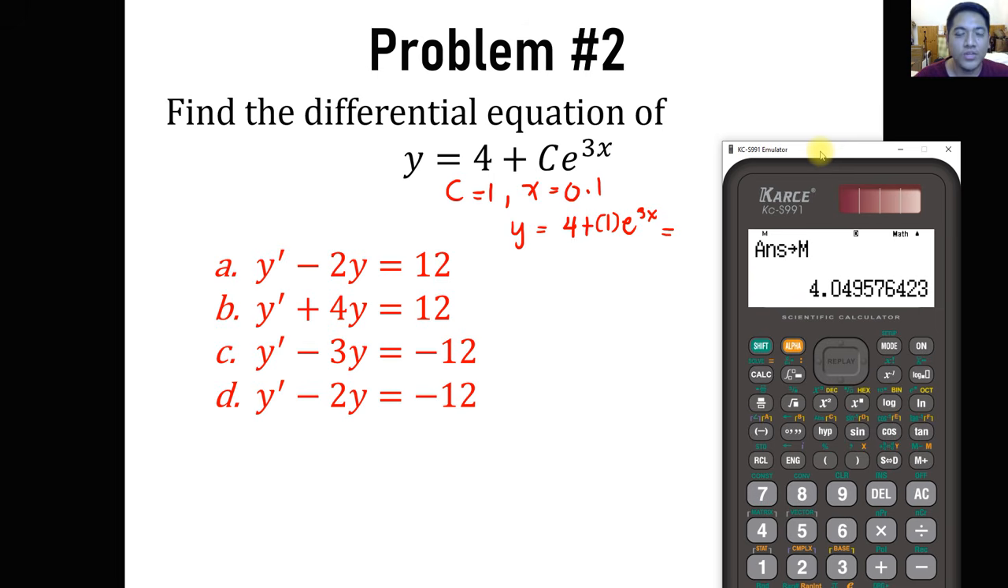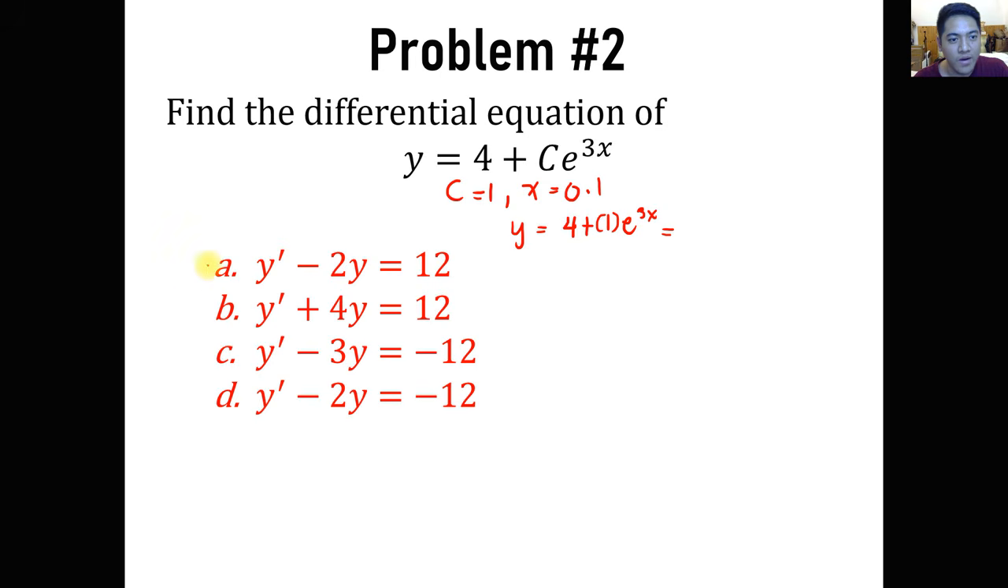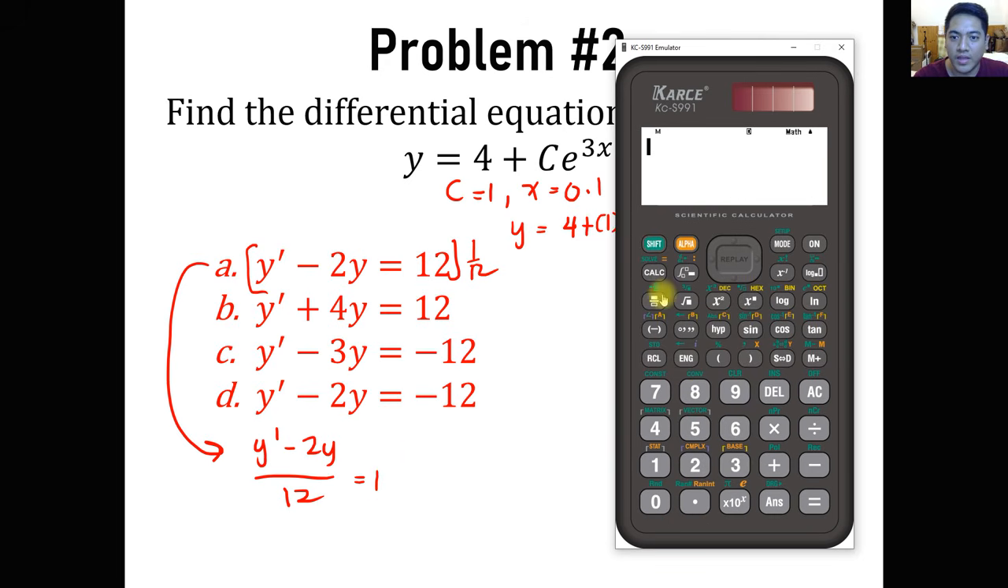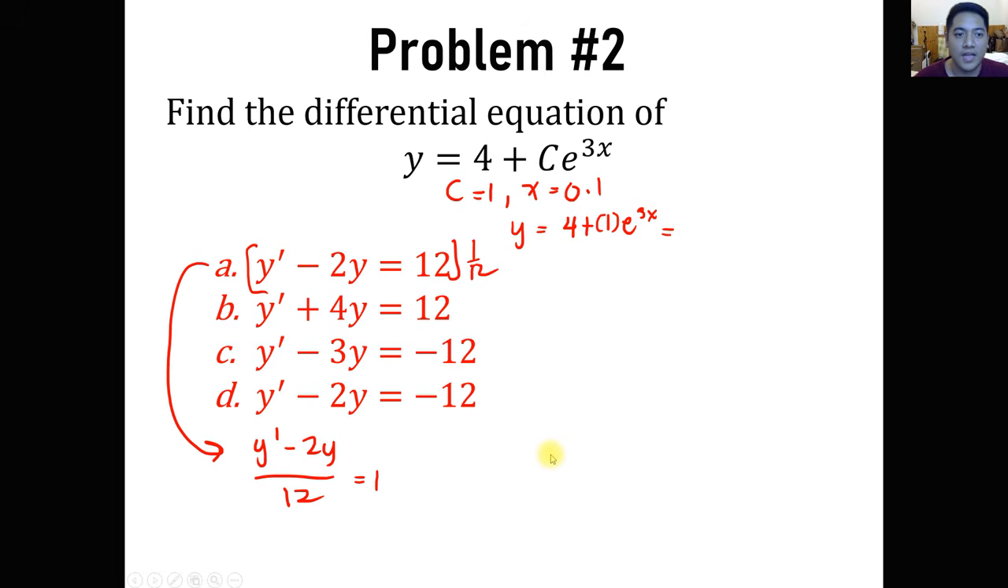Now going to the choices. We now have letter A. We are going to divide both sides by 12, so that we have y prime minus 2y all over 12 equals 1. So that is for our letter A. Let's try if that will be equal to 1. We have stored already our values. So we have y prime, that's recalling m, minus 2 alpha y all over 12, and then calculate it, equals. It's not equal to 1, so that's not the answer.